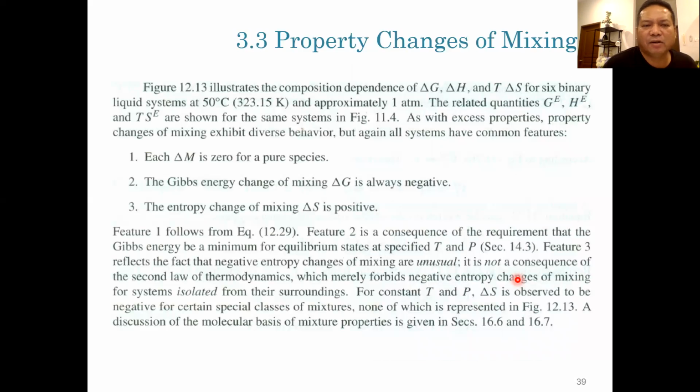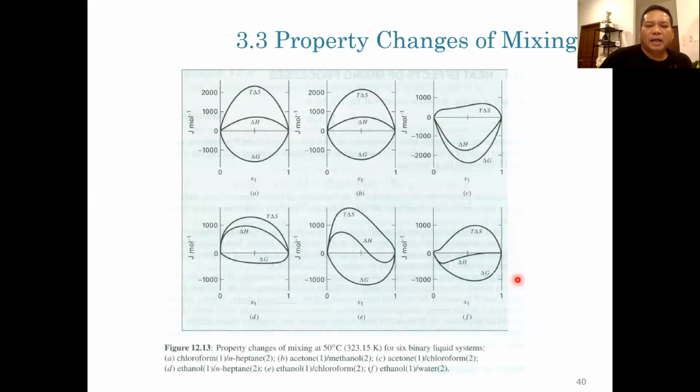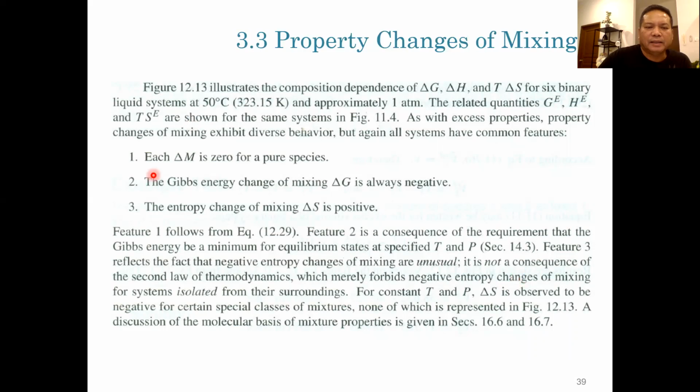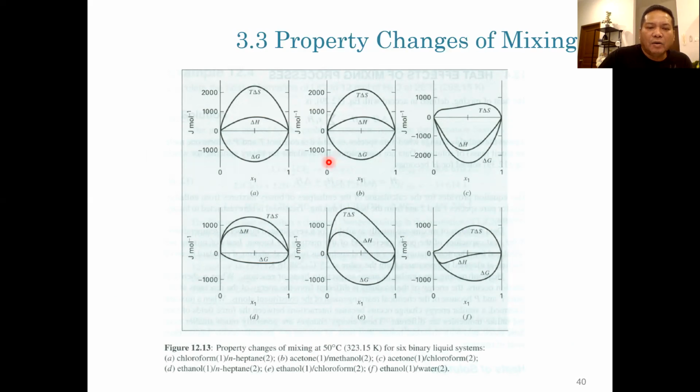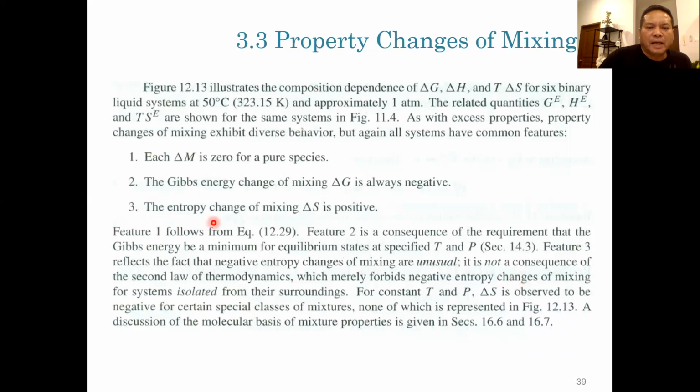Property changes of mixing. We need to look at what the property changes of mixing are. For pure species 1 and pure species 2, all of these properties are 0. This is denoted by delta M being 0 for pure species. And the Gibbs energy change of mixing, delta G, is always negative.